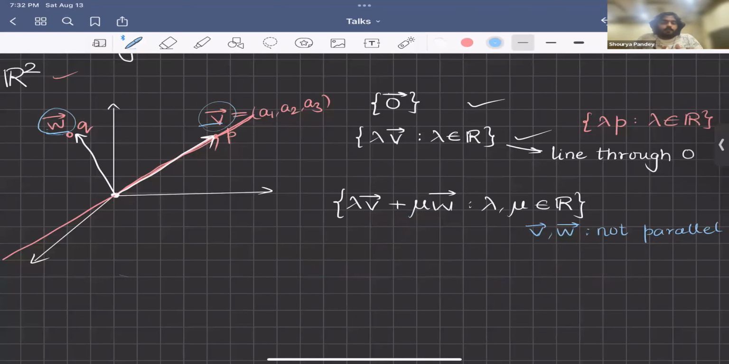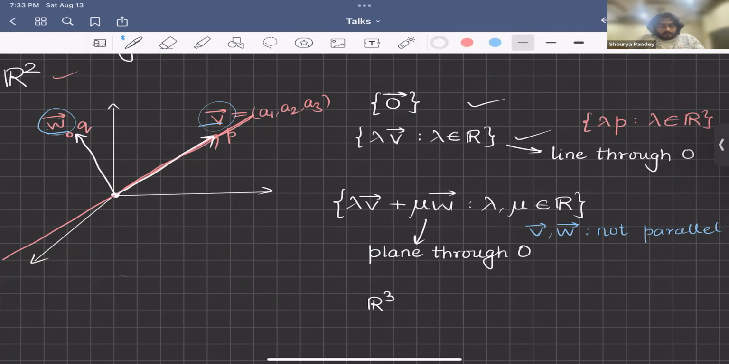And whenever V and W are not parallel to each other, what you get is a plane through the origin. And so any plane through the origin is actually a vector space. And then if you take a point which is not on the plane and then make linear combinations, you'll get the entire space.